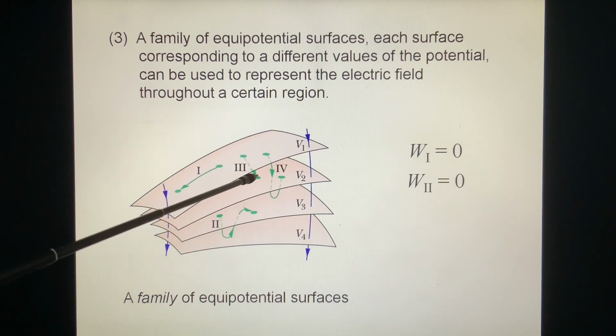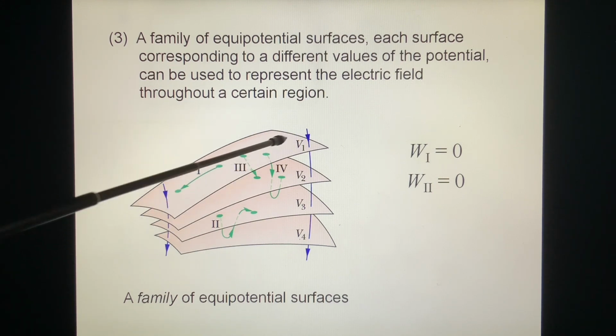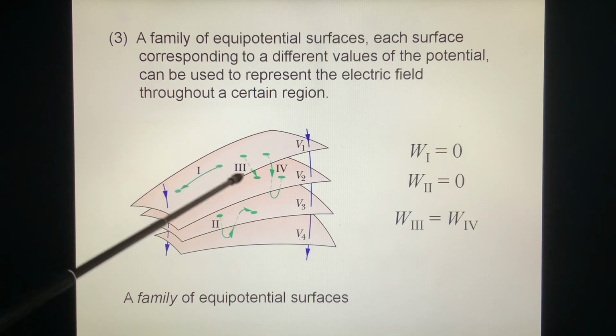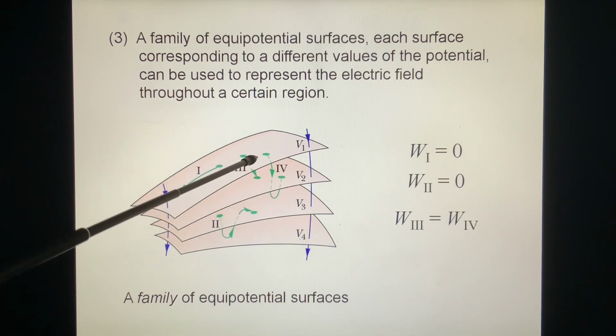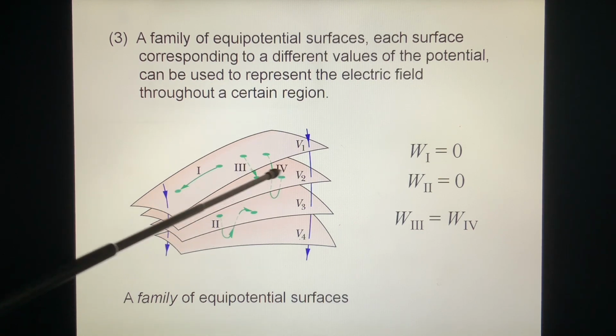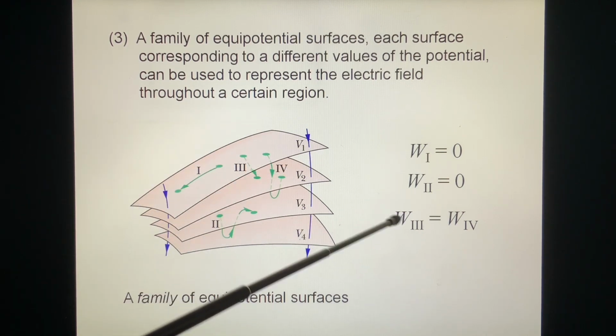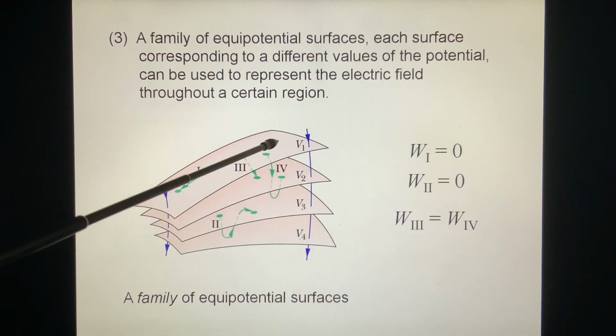Let's see W3. W3 is from V1 to V2. So delta V is not equal to 0. So W3 is not equal to 0. And W4 is from 1 to 3 to 2. The final point is the same as this one. The delta V is the same as the previous case. So W4 equals W3. Okay?